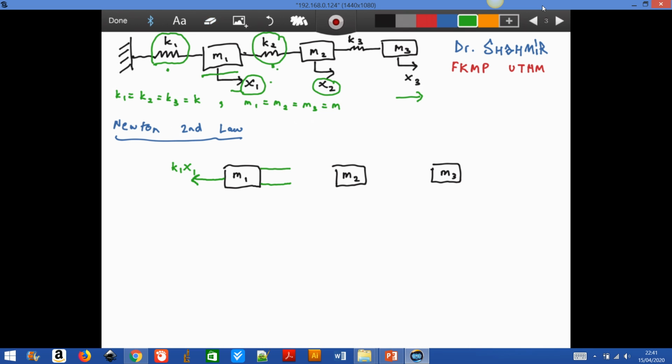How about K2x1? We know that the mass is moving to the right, so K2x1 will go in the opposite direction, K2x1 here. And then for K2x2, because this one will react with x2, we just put K2x2 here first, but we are not sure of the direction. Leave it first. Now let's focus on the second mass, which is m2.